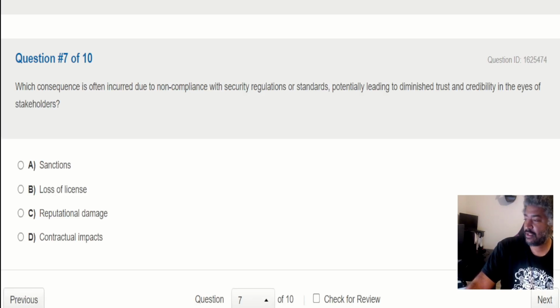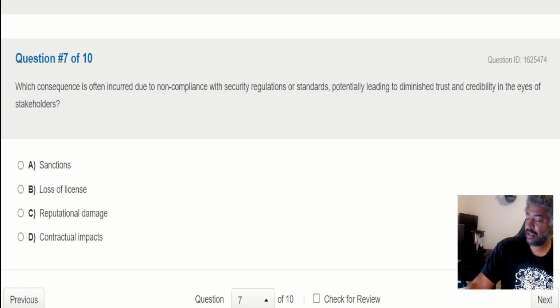Which consequence is often incurred due to non-compliance with security regulations or standards, potentially leading to diminished trust and credibility in the eyes of a stakeholder? All right, so I'll give you guys a few seconds to answer this one. Okay, I forgot to tell you what your options are. Your options are sanctions, loss of license, reputational damage, and contractual impacts.